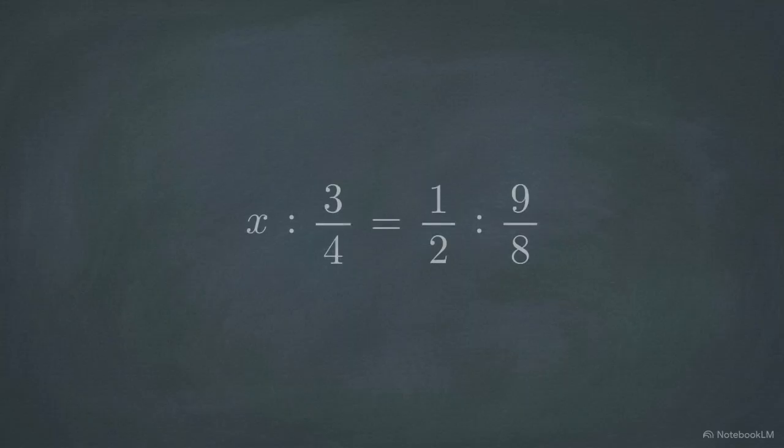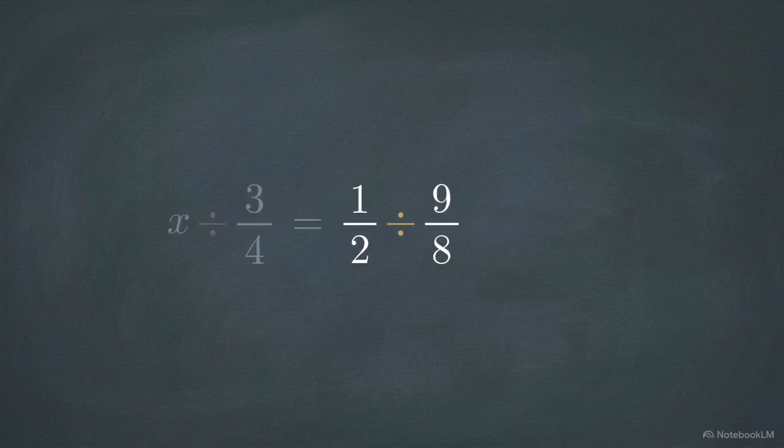The very first step is translation. A ratio symbol is simply another way to write a division sign. Think of this equation like a balanced scale, where both sides must hold the exact same value. Let's rewrite those ratio colons as division signs to make the math clearer. X divided by 3/4 equals 1/2 divided by 9/8.